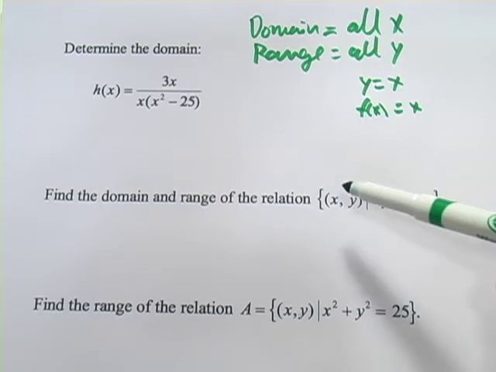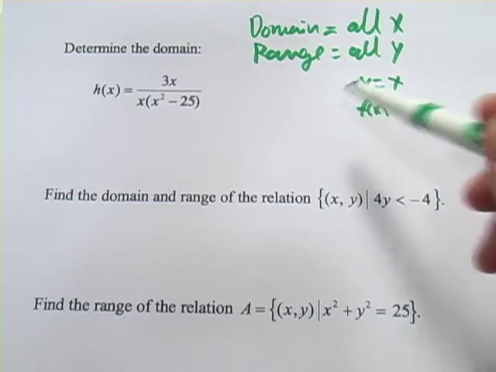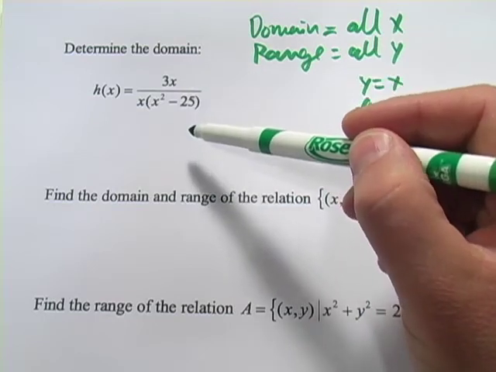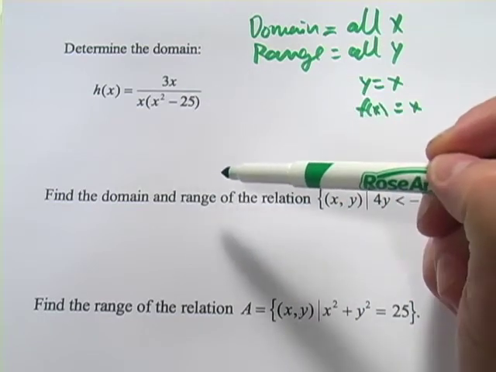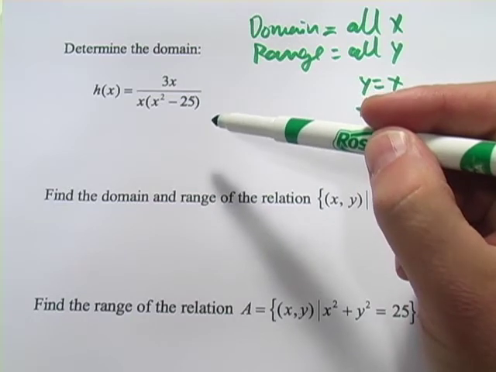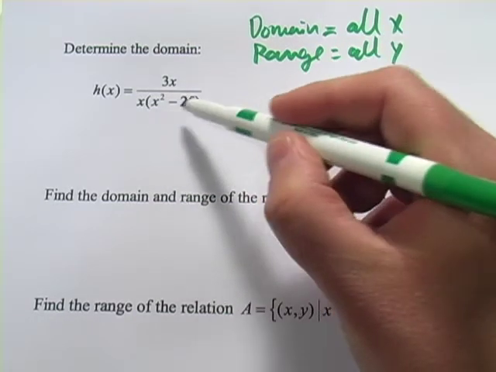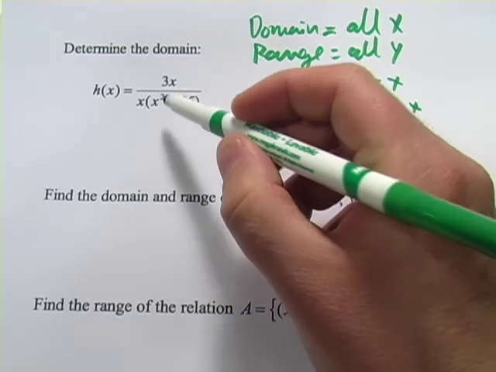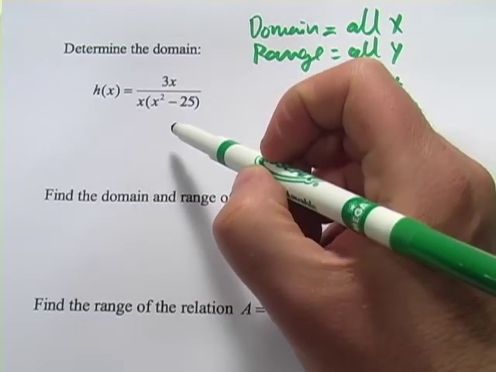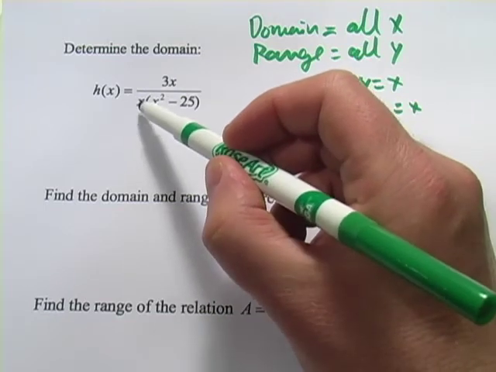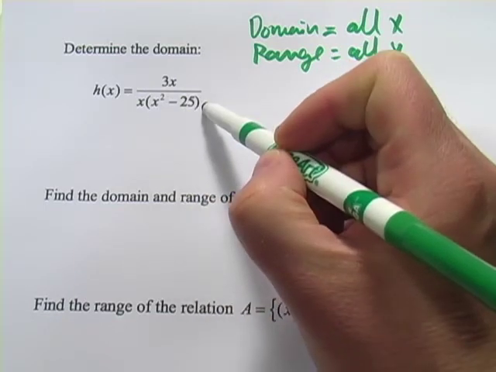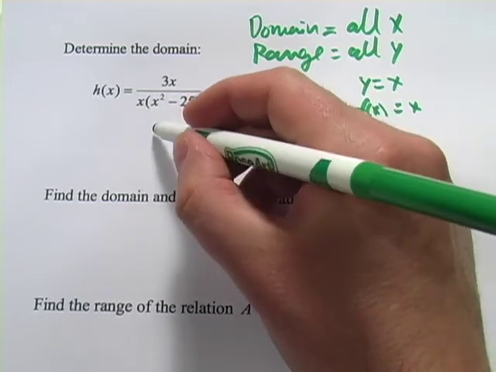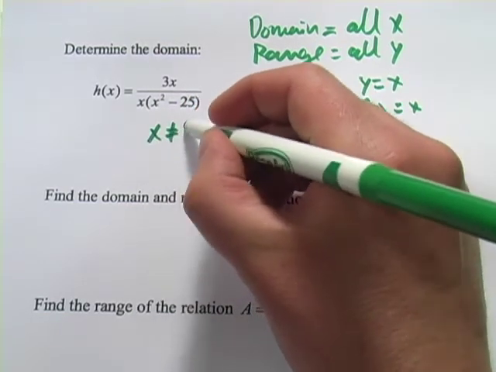But let's look at some other problems. We have some special cases here. In this first one, we have a rational expression here. So what we want to do is be aware of what x can't be. And x can't be anything that makes the denominator 0, because that would make this function undefined. So what are the values that would make the denominator 0 here? Well, we have an x multiplied by another quantity. So if that x was 0, that would not be okay. So x cannot equal 0.